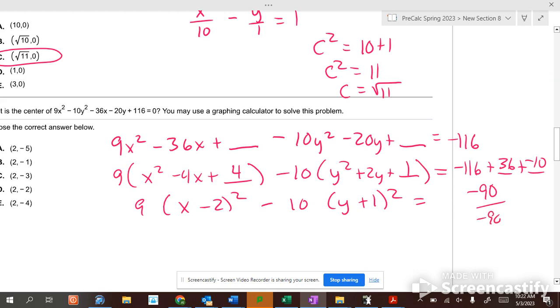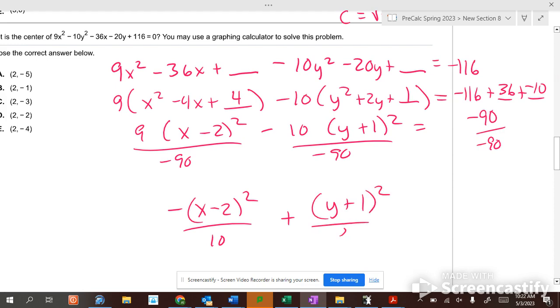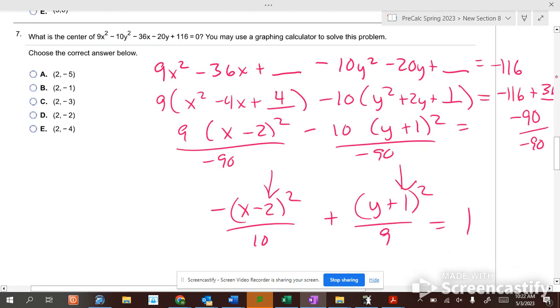We divide by negative 90. Then we get negative x minus 2 squared over 10 plus y plus 1 squared over 9 equals 1. So your center is at the opposite: 2, negative 1.